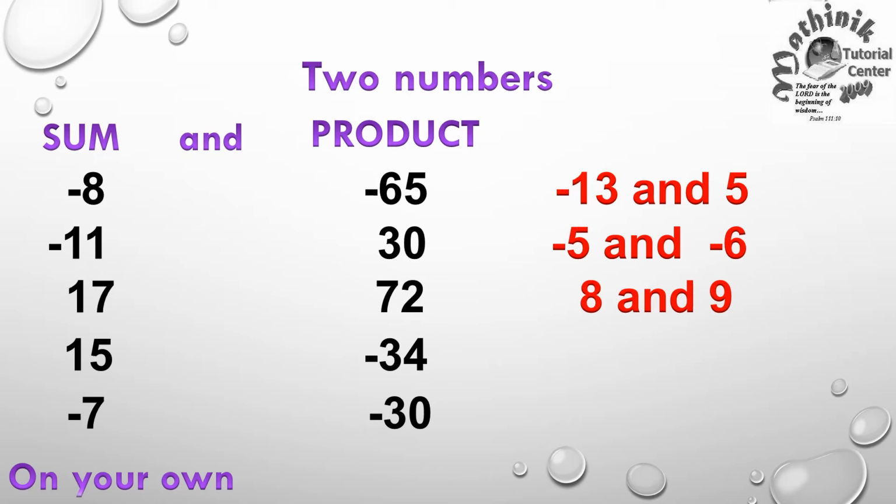Did you get it? The two numbers are negative 2 and 17. So for the last one, the sum is negative 7. Their product is negative 30. You have 15 seconds. Go.